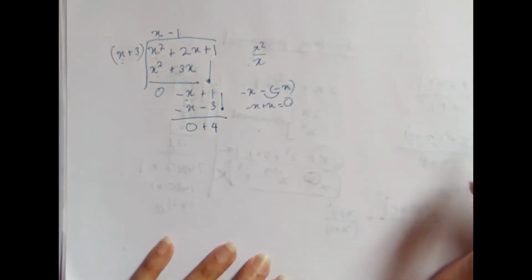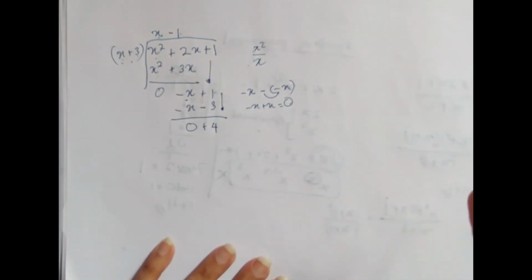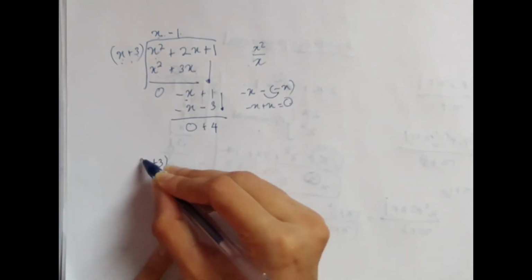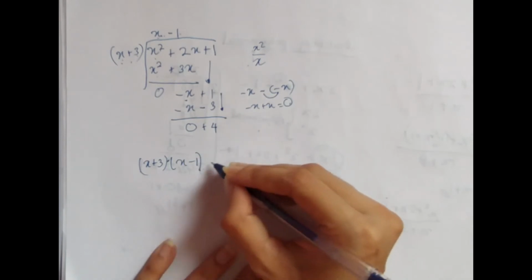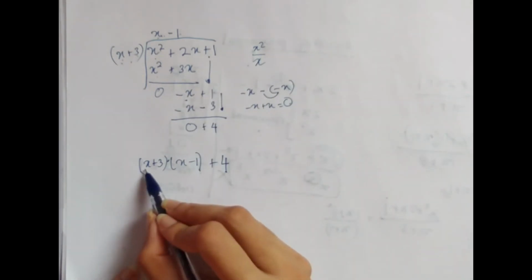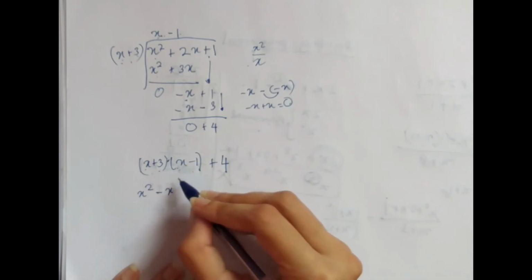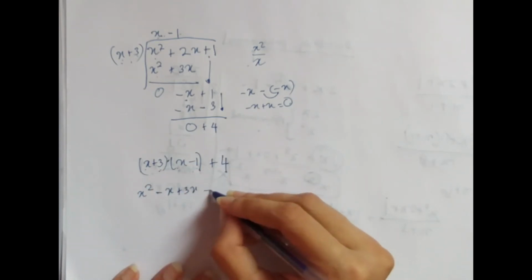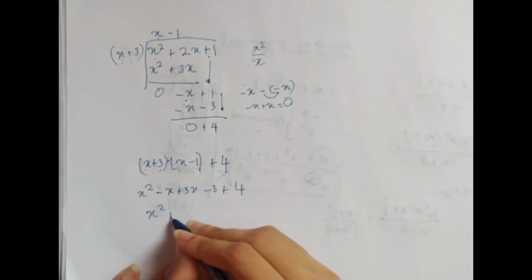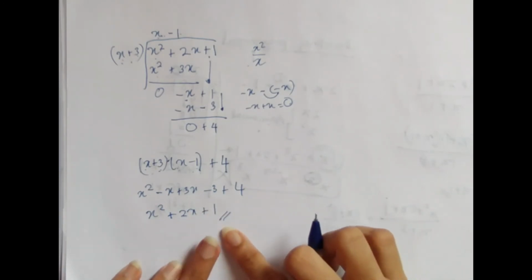Since there is no x, you can't divide here any further. So this is it. Now if I multiply x plus 3 by x minus 1 and add 4, I must get the original expression. x into x is x squared, x into minus 1 is minus x, 3 into x is 3x, 3 into minus 1 is minus 3, plus 4. So x squared plus 2x plus 1. See, I got the answer.